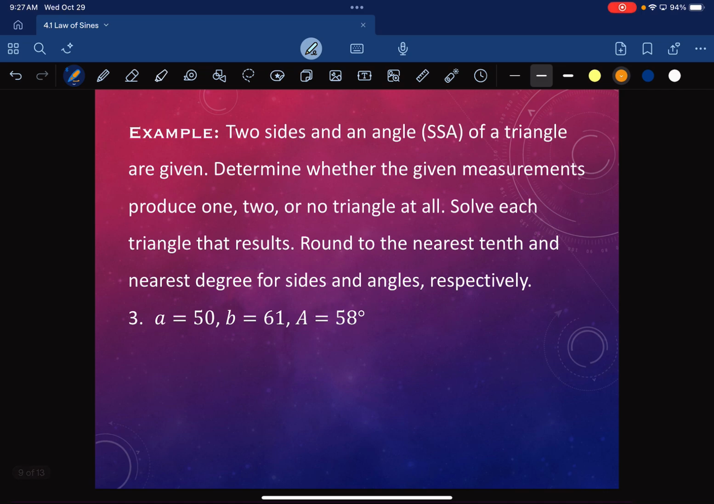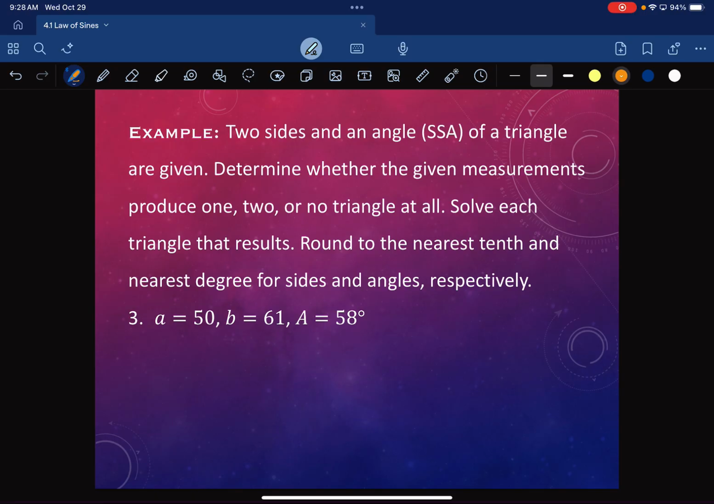So it says 2 sides and an angle of a triangle are given. Determine whether the given measurement produces 1, 2, or no triangle at all. Solve each triangle that results. Round to the nearest tenth and nearest degree for sides and angles respectively. So just like we've been rounding so far.